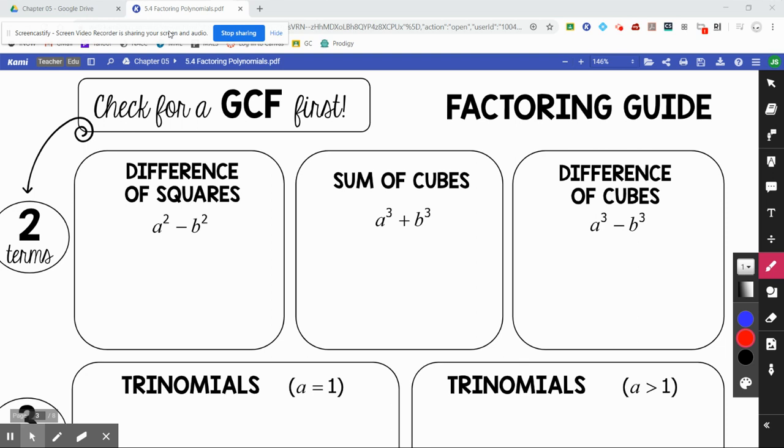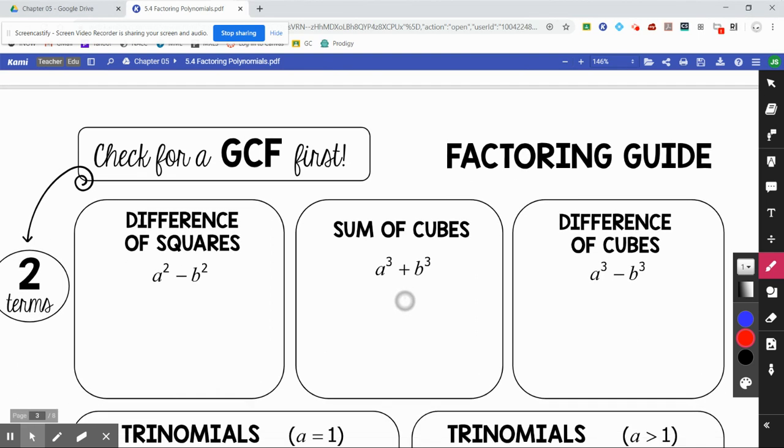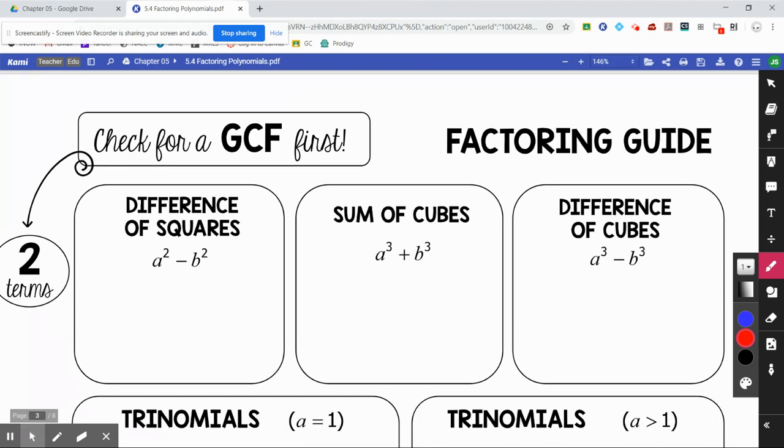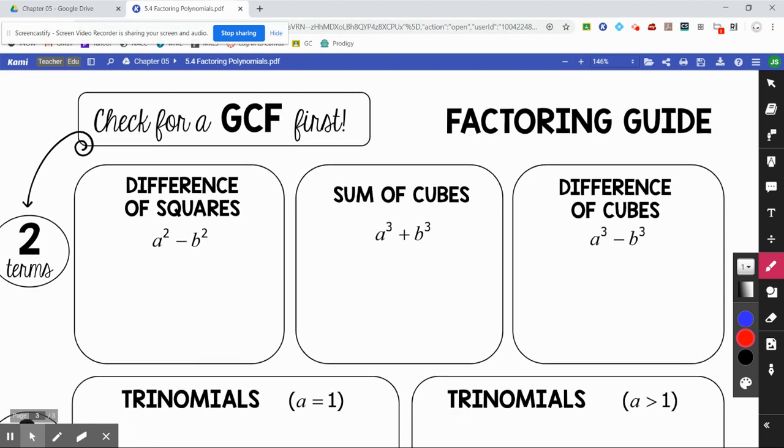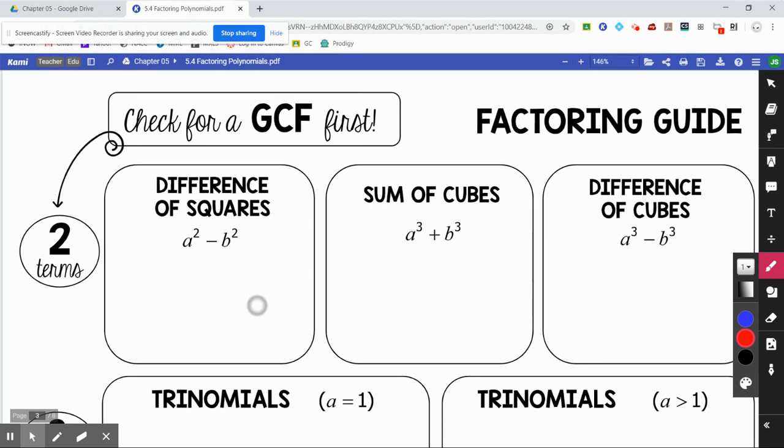In this video, we're going to do a graphic organizer for factoring, and I think this might be some help to keep next to you as you go through these factoring problems. Because what it does, step number one, we always check for a GCF before we do anything else. Step number two, look and see how many terms you have.